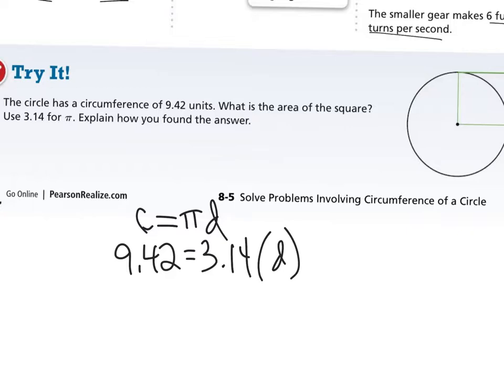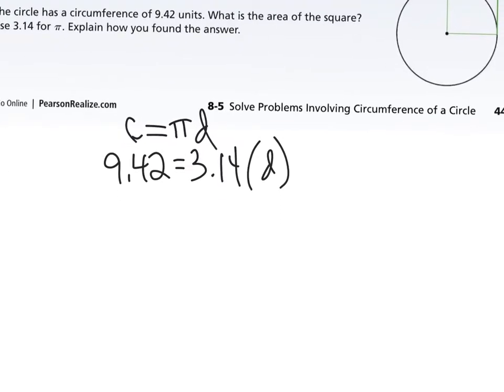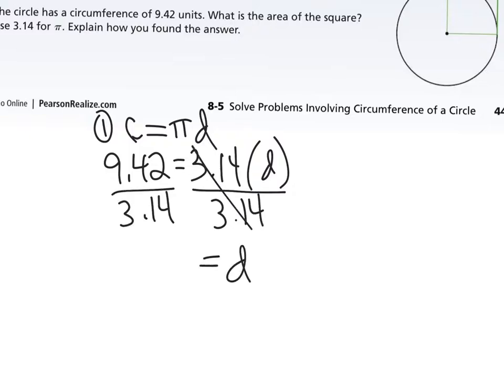So from this formula, this is not going to get us the answer right off the bat here, but this is going to get us closer. They're multiplying, so we can divide. So if we divide that, we'll get 3. So that means the diameter is 3.